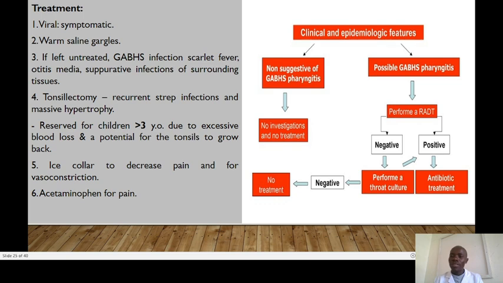And if left untreated, you find that this group A beta hemolyticus could lead to scarlet fever, otitis media, suppurative infections surrounding the tissue. We could also do tonsillectomy with recurrent strep infections and massive hypertrophy. But you have to know that this tonsillectomy is normally reserved for children who are older than 3 years old, and this is due to excessive blood loss that is normally associated with the removal of the tonsils. And also there is a potential for the tonsil to grow back, so we have to ensure that the child is at least 3 years old.